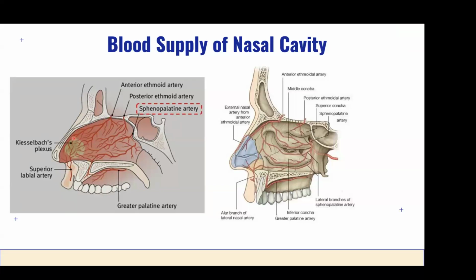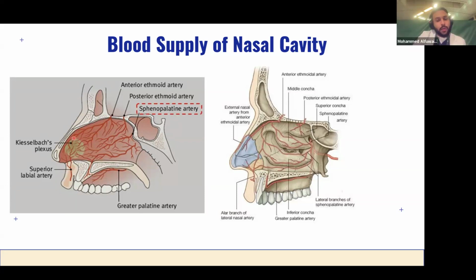Epistaxis. Epistaxis, anterior or posterior? Anterior epistaxis, excellent. This is anterior epistaxis, okay, which is bleeding from the nose. The most common cause of epistaxis in this case is dryness, okay, especially in this weather.